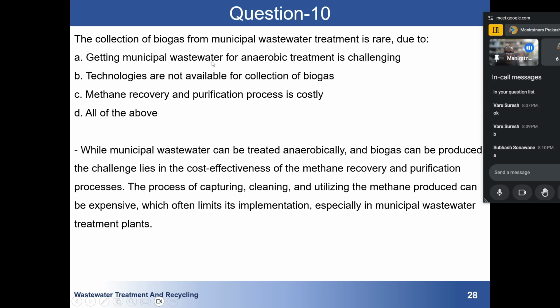Again, we have question number 9. The collection of biogas from municipal wastewater is rare due to. Just try to answer this question. Take your time and try to answer it. If you have any kind of doubt, you can always ask. Don't miss, we will be discussing these things.